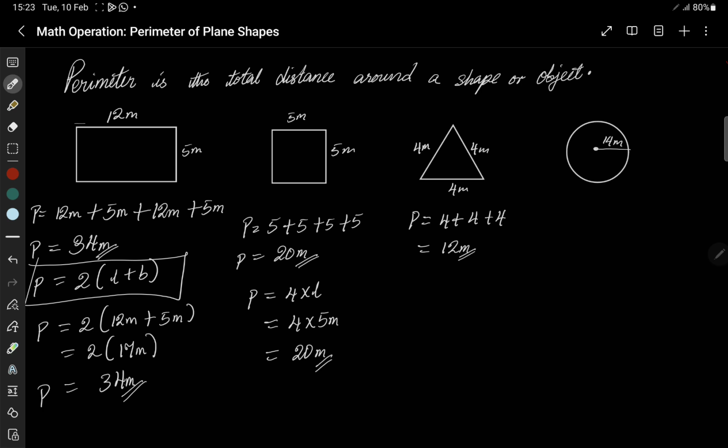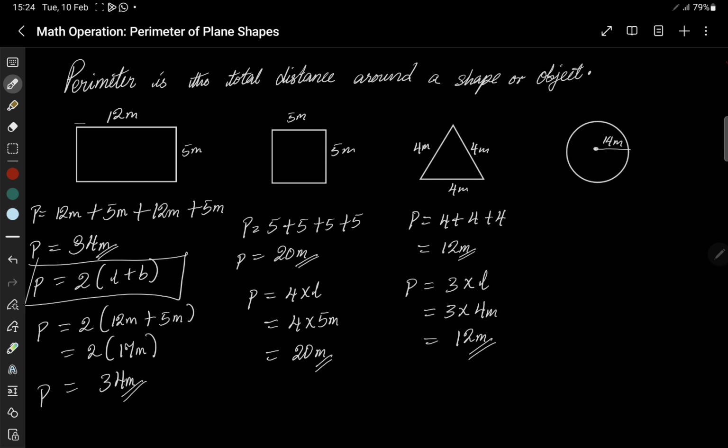Or you could decide to do, but please note, this is only applicable to equilateral triangle. You could also do perimeter is equal to 3 times length, and that would give you 3 times 4 meters, which is equal to 12 meters as our perimeter. Is that understood?